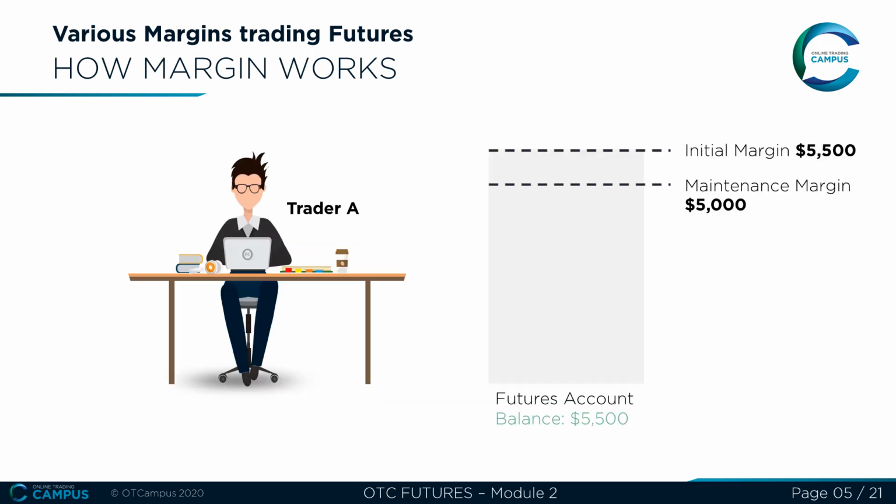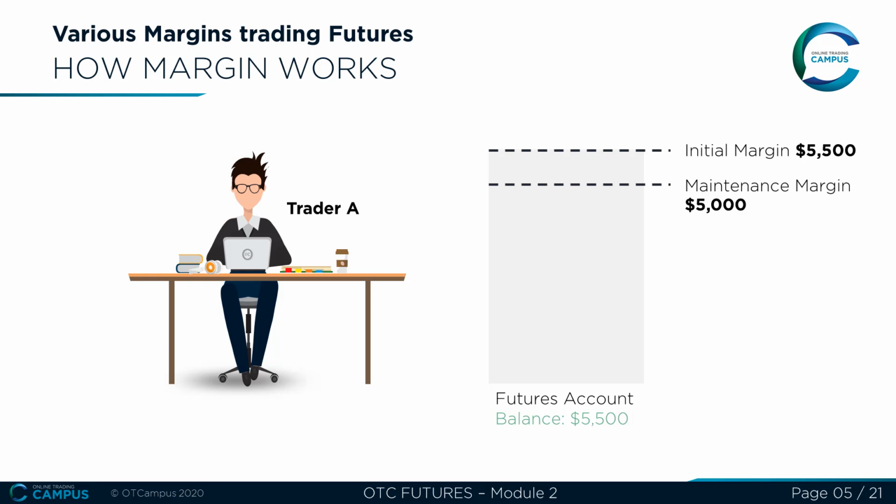There are two margins trader A needs to be aware of when trading futures. In addition to initial margin, there's also maintenance margin. Maintenance margin is lower than initial margin. Typically, the initial margin requirement will be 110% of the maintenance margin requirement. When traders first enter a futures position, they need to put up the initial margin requirement. However, after establishing the position, traders are held to the maintenance margin requirement.